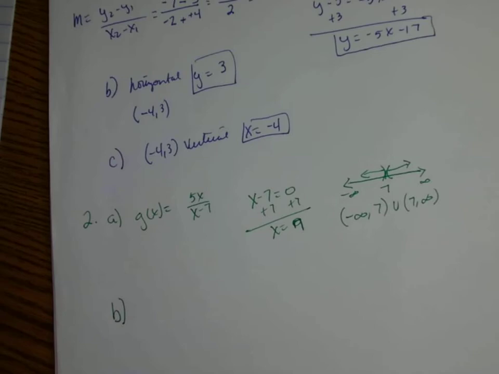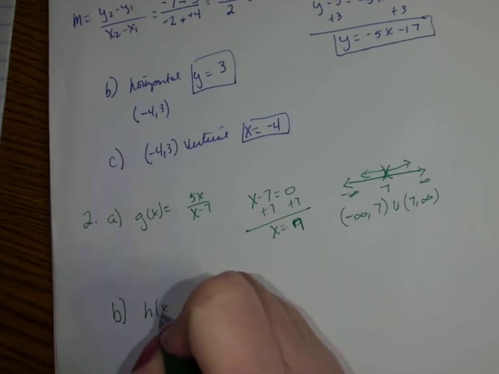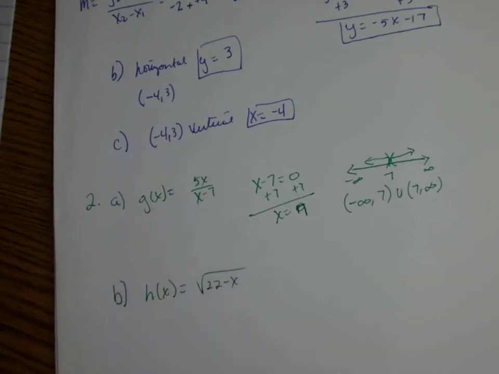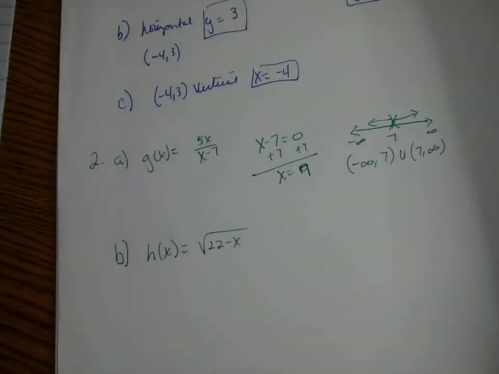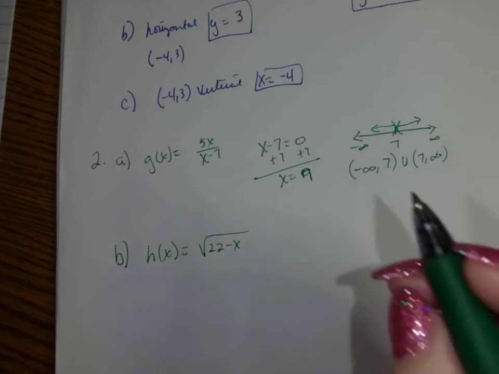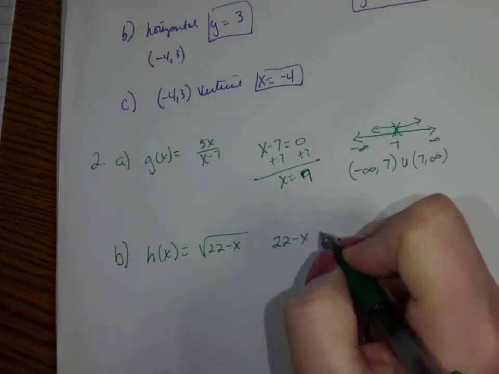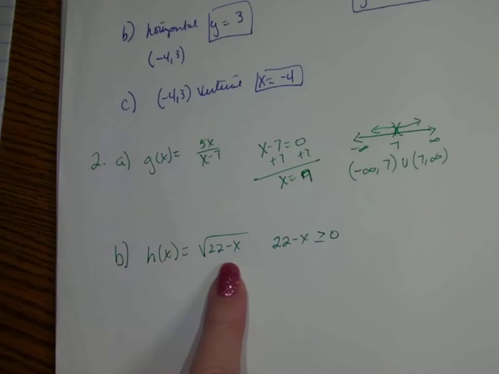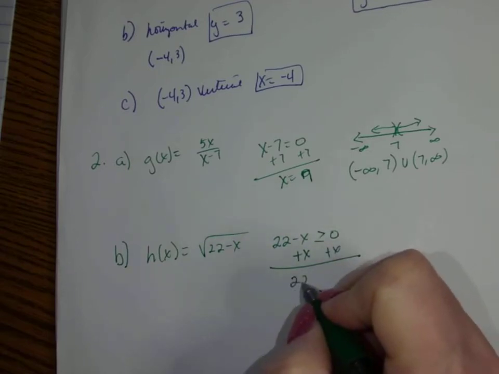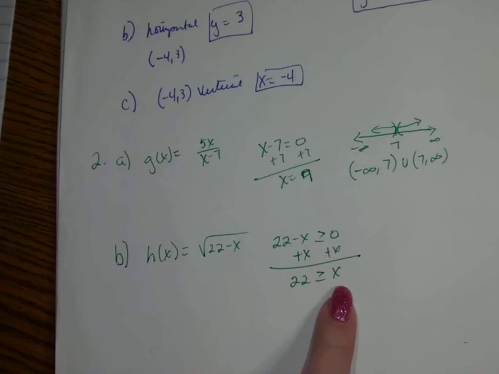All right, our second question was h of x was equal to the square root of 22 minus x. So as we talked about, what we're worried about here is that we can't take the square root of a negative number. So I'm going to take 22 minus x and make it greater than or equal to 0, because that means it's going to be equal to 0 or it will be a positive number. And now I'm going to solve for x. So I'll get 22 is greater than or equal to x, or x is less than or equal to 22, whichever way you want to read it.